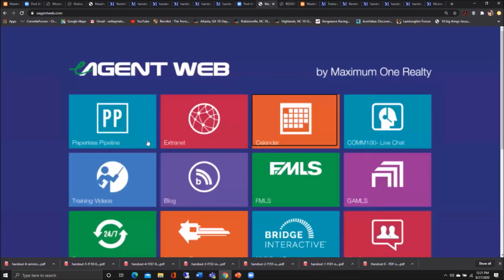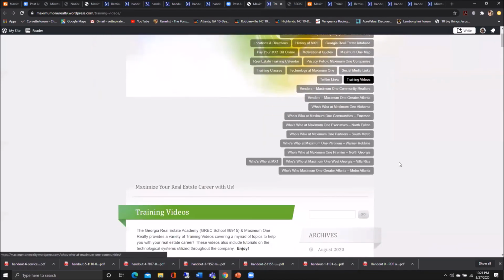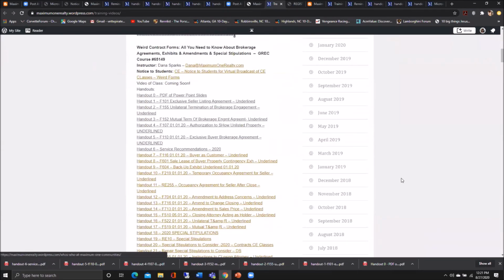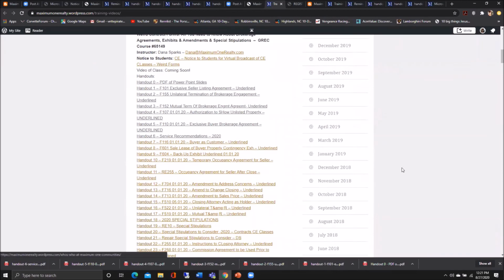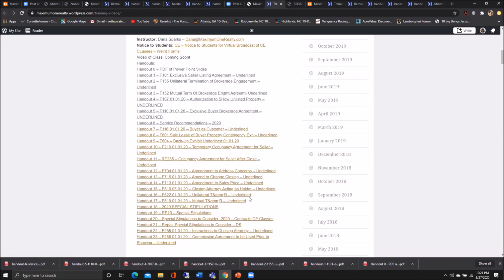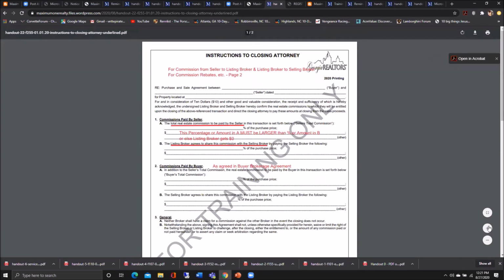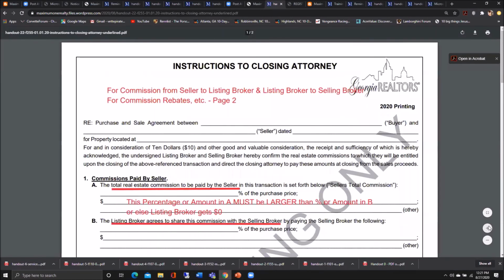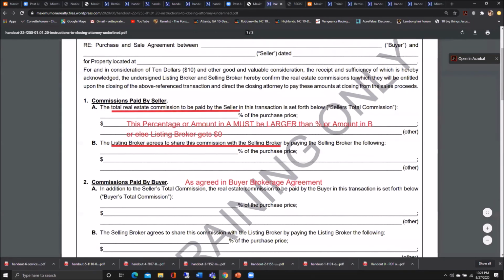Now, I just want to show you guys where that is, because a lot of times agents are giving back rebates to buyers or sellers or buying a home warranty from their commission. And I want to show you guys where to put that on the instructions to closing attorney. So here are the instructions to closing attorney. This is where the total real estate commission paid for by the seller goes. And this is the listing broker being paid. And then this is where the listing broker is sharing it with the buyer's broker. So this percentage or number up here in A must be larger than this number or percentage here in B. And then if the buyer has agreed to pay any overage or any addition, this is where that goes.